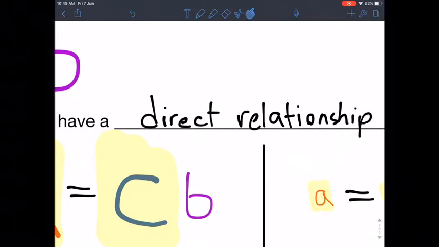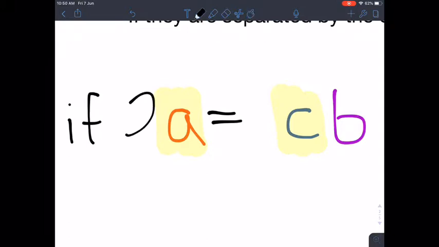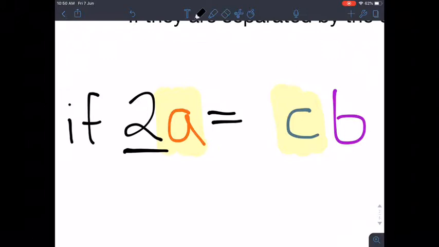And let's take a second to talk about why that is mathematically. So here's why. Remember, the fundamental rule of algebra is whatever you do to one side, you have to do to the other. So let's say I double variable A. I multiply it by 2. Well, if I multiply this side by 2, what do I have to do to this side? Well, I have to double it also. You do need to write this into your notes real quick. If I double one side, I have to double the other. So that creates a direct relationship whenever there's an equal sign in between the variables.